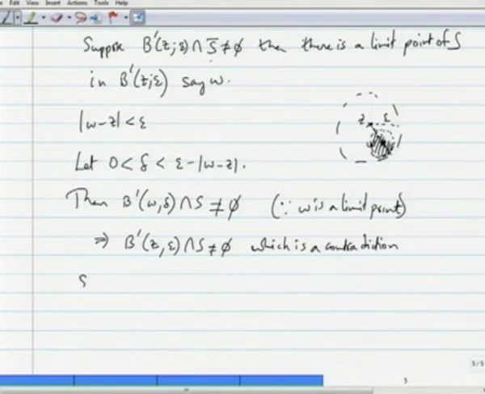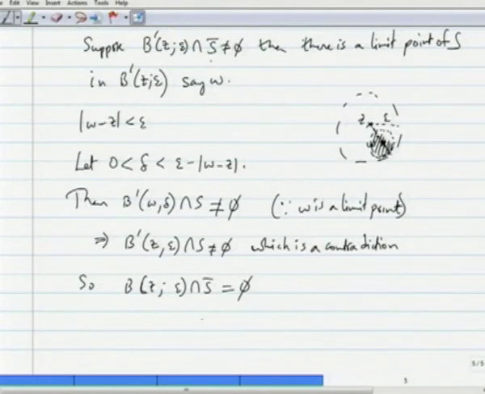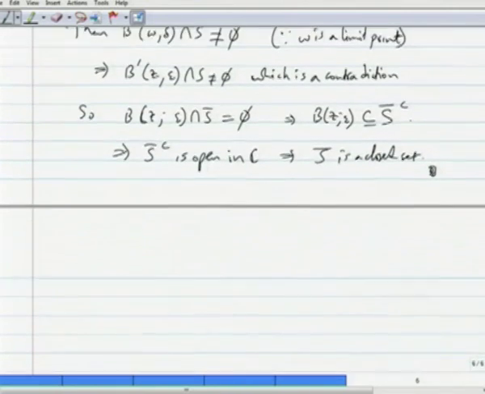So, B(z, epsilon) intersection S closure has to be empty. I am including z because, of course, z is picked from the complement of S closure. So, for every point z in the complement of S closure, there is a corresponding epsilon such that this ball is contained in the S closure complement, which implies S closure complement is open in C, which will imply that S closure is a closed set. So, that is the proof. And so, the closure is indeed a closed set.